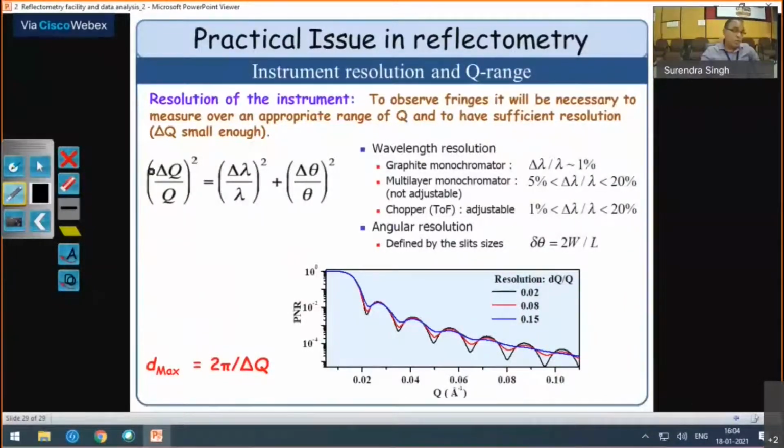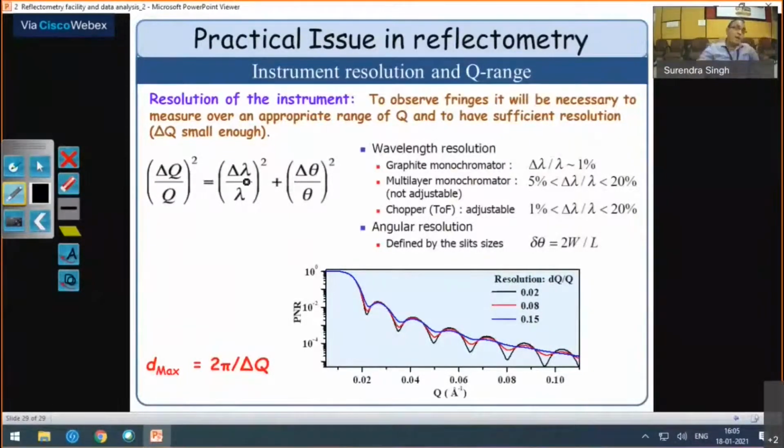is our resolution, or delta q is our resolution, and the relation you can get from (delta q by q) whole square equal to (delta lambda by lambda) square plus (delta theta by theta) square. So there are two factors for resolution. One is delta lambda, another is delta theta. Delta lambda is coming from the monochromatic beam. As I said, there is a mosaic spread, so that will contribute to delta lambda.